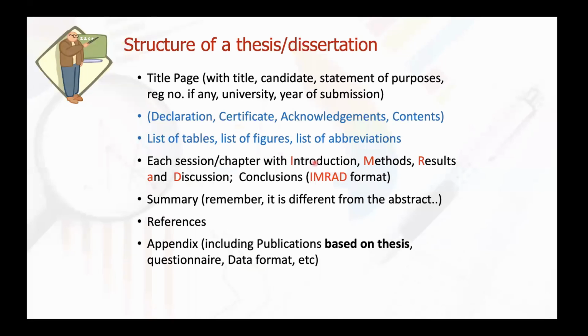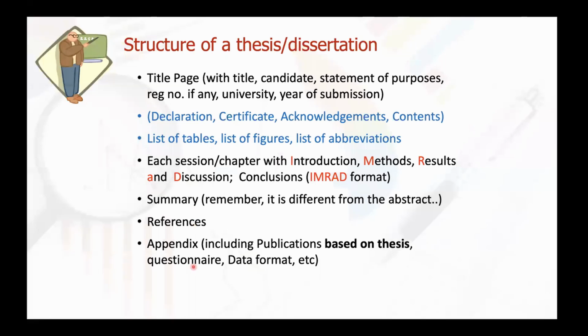And then remember, the paper and the thesis, everything goes in the same style, IMRAD. Sometimes a thesis may have different chapters, but the style is the same: IMRAD, introduction, materials and methods, results and discussion, and conclusions. And then a summary. The summary is different from an abstract. A summary may be longer than an abstract. An abstract may have a word limit, while a summary in a thesis may be several pages. Then references and then appendix.